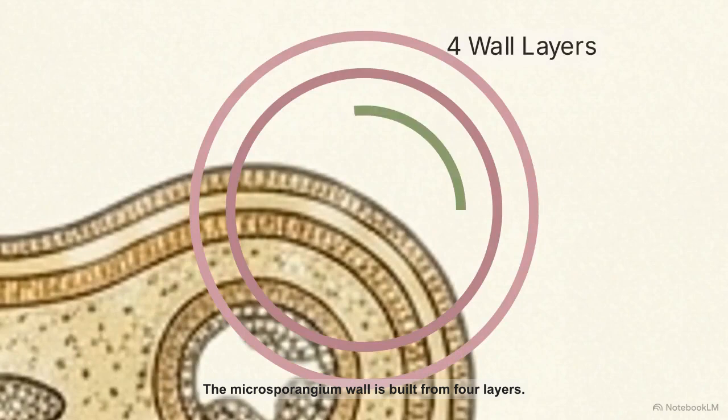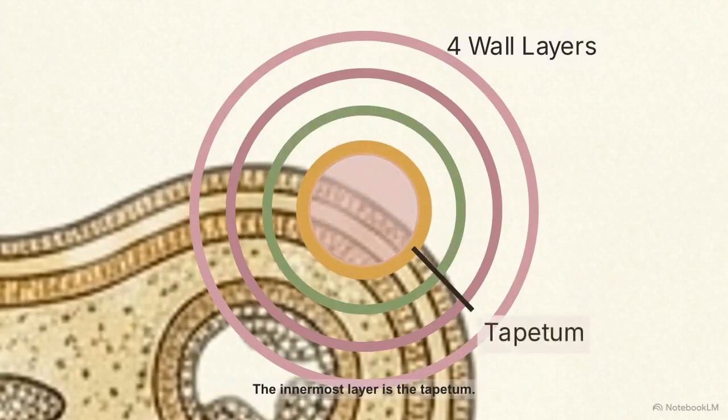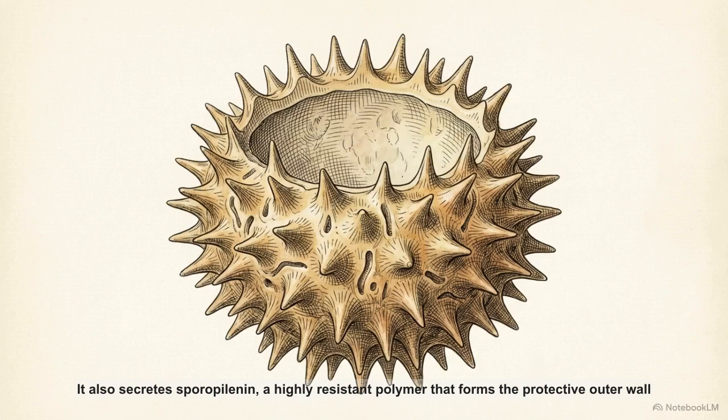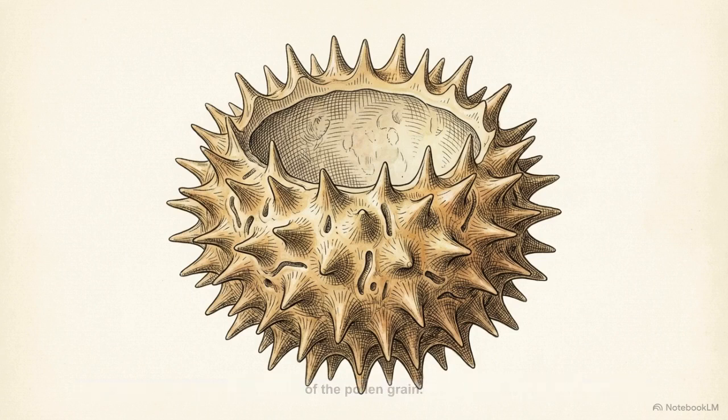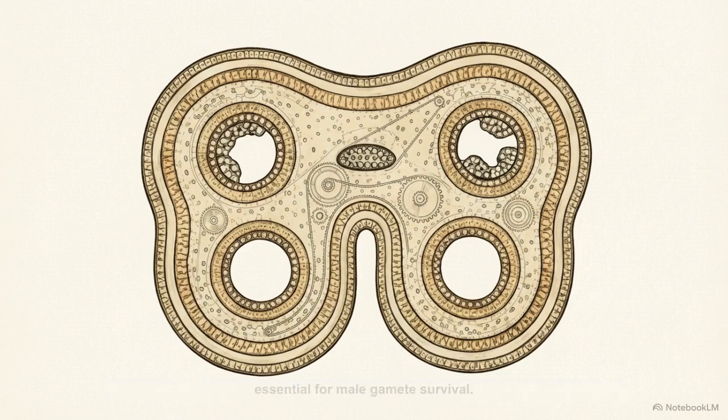The microsporangium wall is built from 4 layers. The innermost layer is the tapetum. The tapetum provides multinucleated nourishment to the developing pollen. It also secretes sporopollenin, a highly resistant polymer that forms the protective outer wall of the pollen grain. The internal layout of the anther functions as a highly stratified biological factory, essential for male gamete survival.